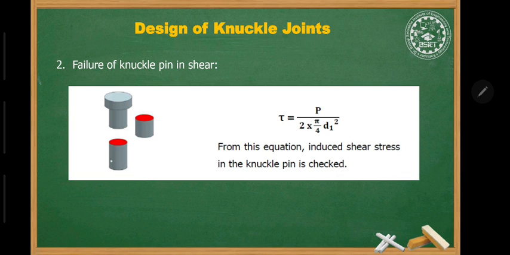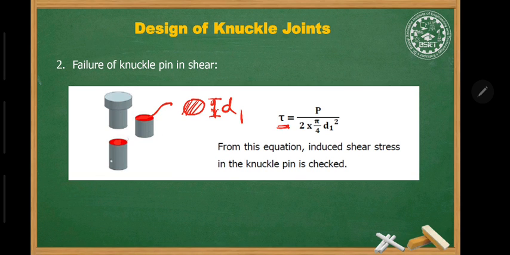Second step is failure of the knuckle pin in shear. When the load is applied, this pin is under the action of shearing. So the pin will fail in these two sections. Here is one section, this is another section. Generally this knuckle pin is subjected to double shear, and the shear stress is calculated by tau is equal to force upon area. Again it is a circular section, and this is our small d1, the diameter of the pin.